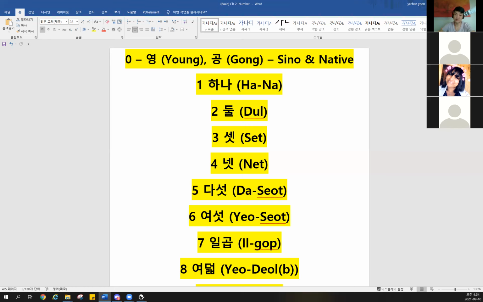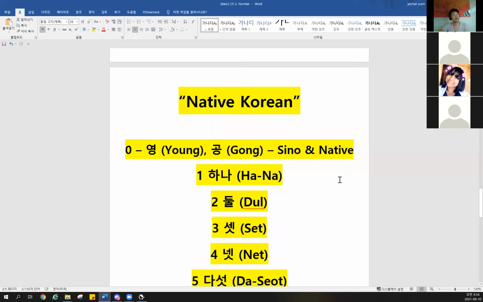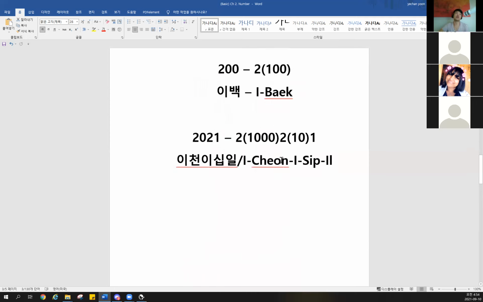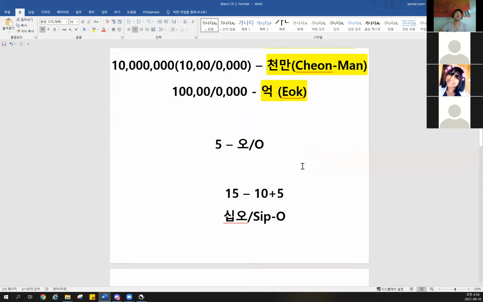I actually know my numbers because I took Taekwondo when I was younger. Oh, impressive. All right, interesting. So which one do you want to try, Native Korean or Sino version? I guess Sino because we use native. Okay, very nice.